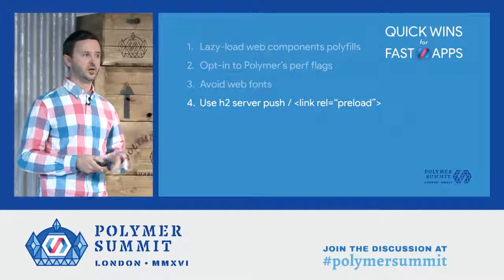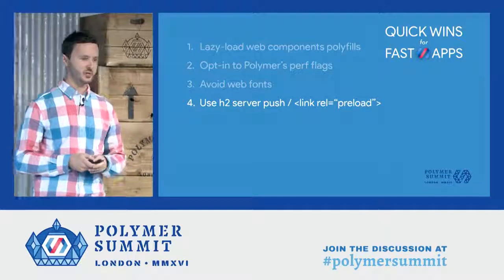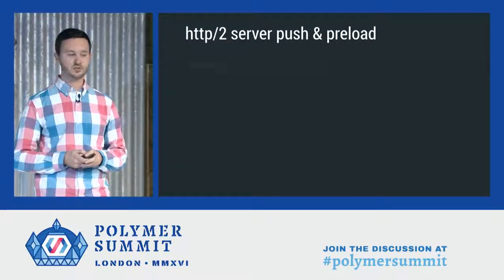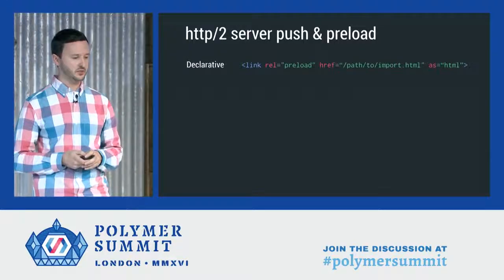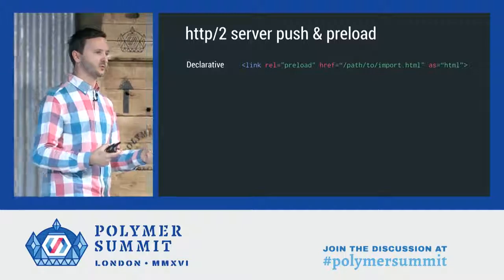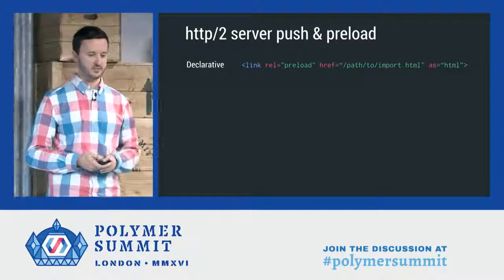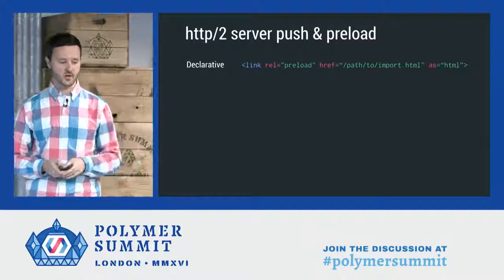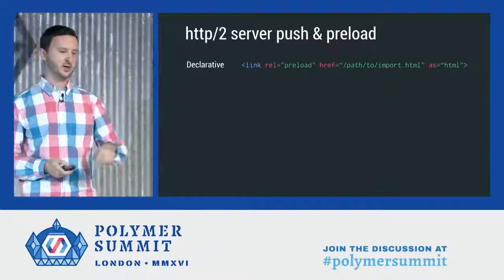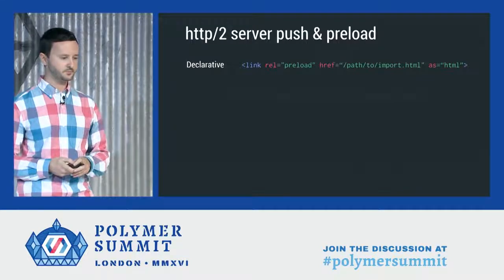Number 4 is to leverage things like H2 server push and link rel preload. So there's a couple ways you can do this. The first is to be declarative. You can declare a link preload in your page, and that tells the browser, hey, I'm going to need this resource eventually. You might as well just go fetch it. And so that's a high priority resource that the browser will download. It'll stick it in the cache, and then when the browser actually needs import.html, it'll use it from the cache.